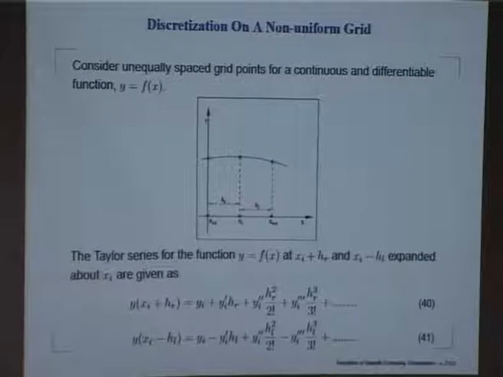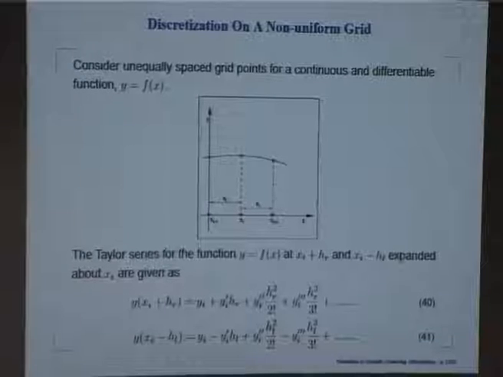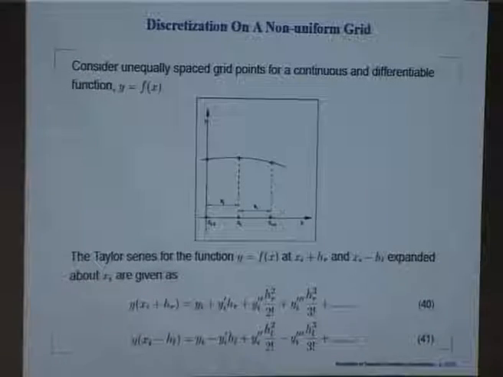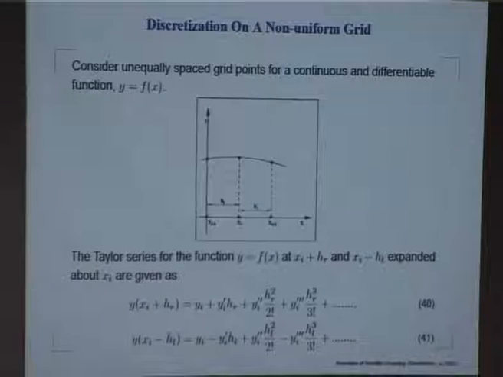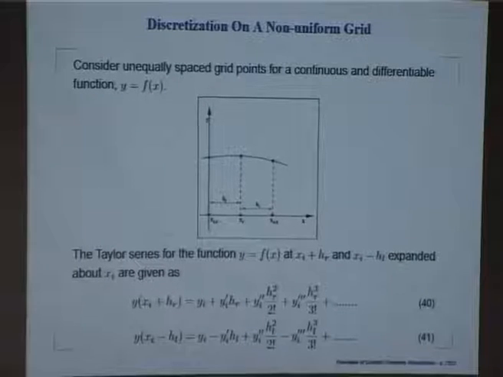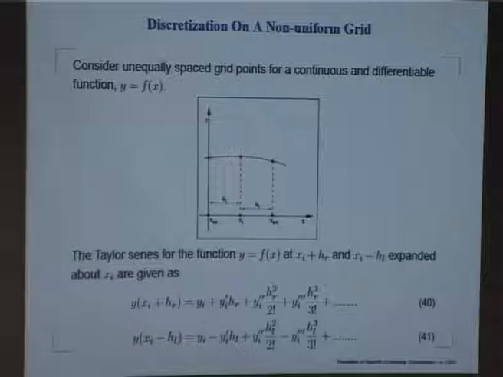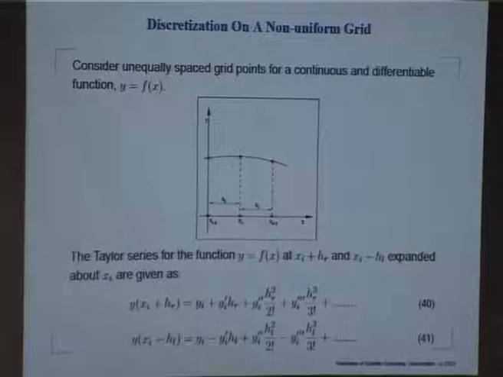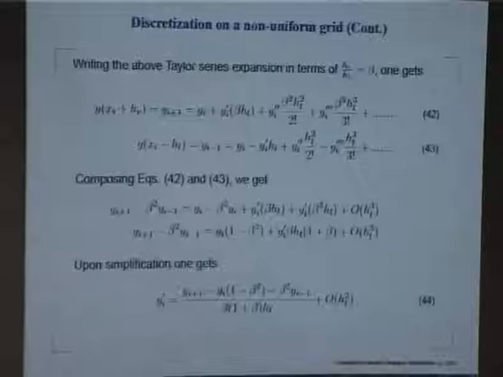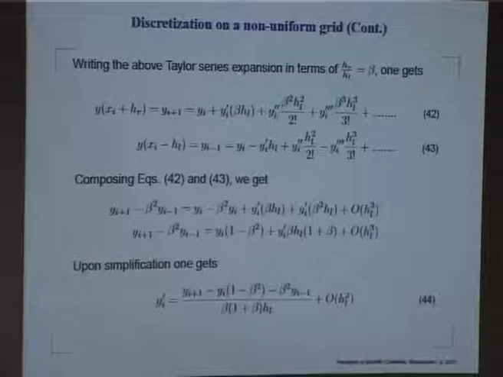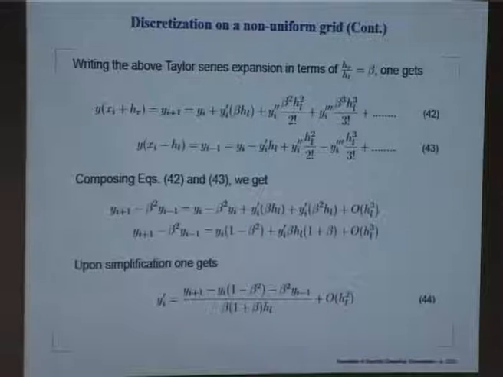So, x_i plus h_R should be written as y obtained at x_i plus y prime into h_R, and so on and so forth. So, you have a couple of expressions for the function to the right and to the left here, right. So, one can basically use this information, Taylor series information, and obtain derivatives.